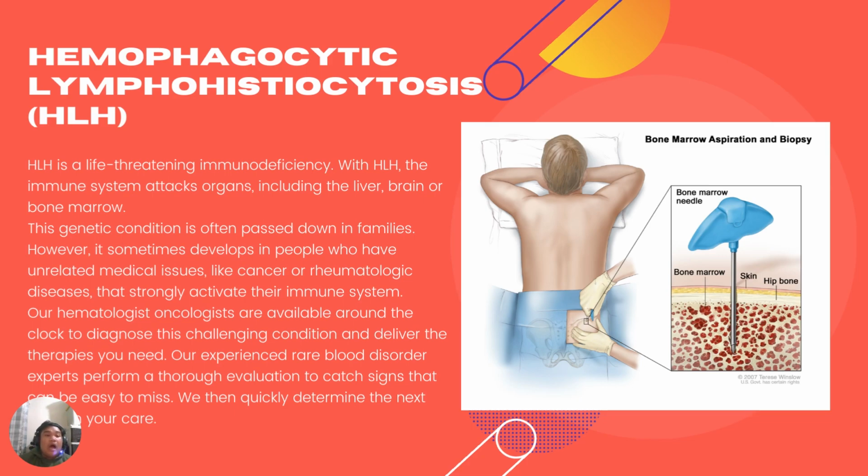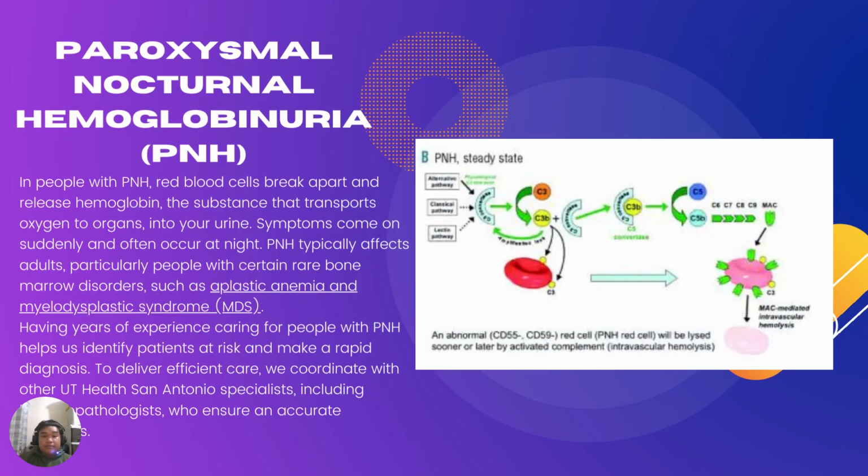immune system. Our hematologists and oncologists are available around the clock to diagnose this challenging condition and deliver the therapies you need. Our experienced rare blood disorder experts, through a thorough evaluation, can catch signs that are easy to miss, then we quickly determine the next steps in your care. So there are three doctors involved in this case, which are the hematologist, the oncologist, and the rare blood disorder experts.